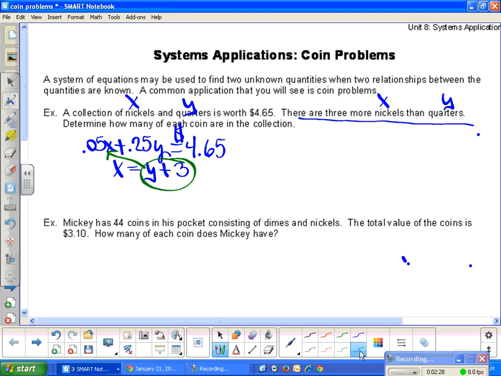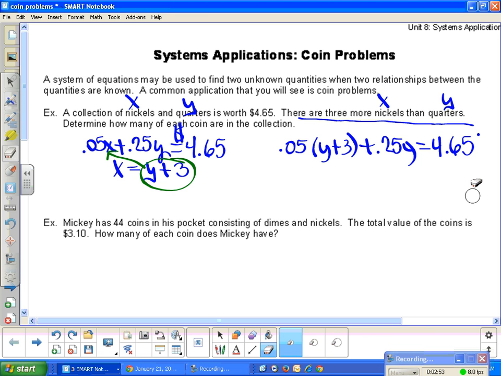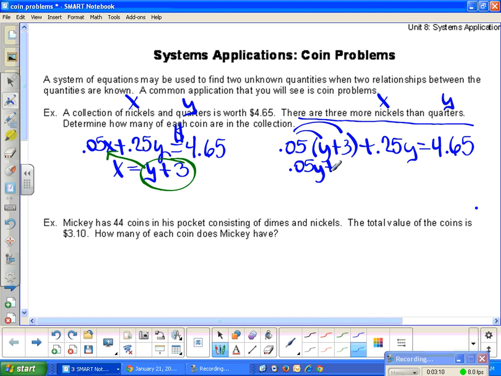So we're going to solve this the same way that we did on our warm-up. 0.05x, replace x. 0.05, take out x. We're going to put in y plus 3, plus 25 cents y, equals 4.65. Then we're going to solve. Distributive property, combine like terms, figure out what the y is. So if we multiply these two, 0.05y plus 0.05 times 3. Put 15 cents here. Be sure you have your decimals. Plus 0.25y equals 4.65.